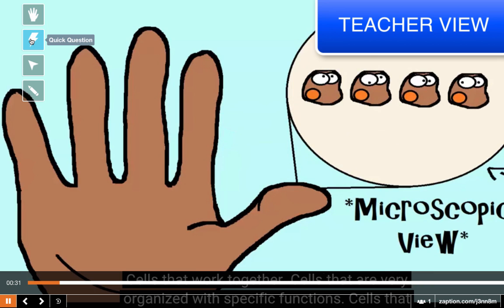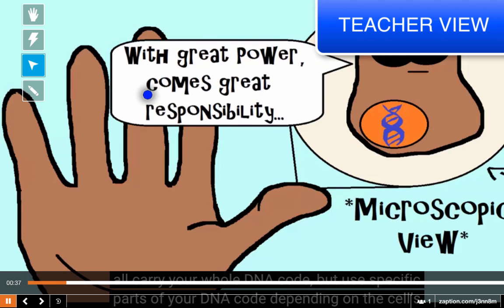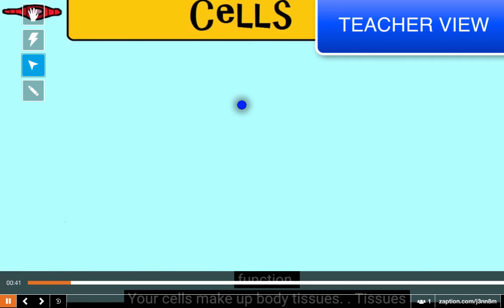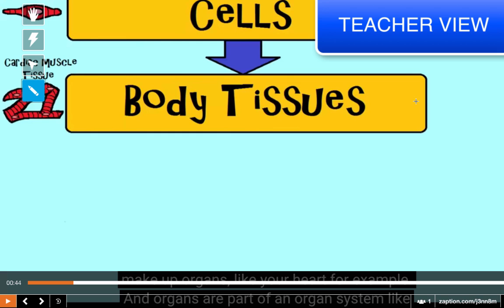I can also ask quick questions, so those are questions that I just want to ask on the fly. I can use a pointer option, so you'll see that I get this red dot if I want to explain something, underline something, point something out. And I also have this marker tool, and that allows me to actually annotate on a slide if I wanted to point something out specifically or tell them to pay attention here.